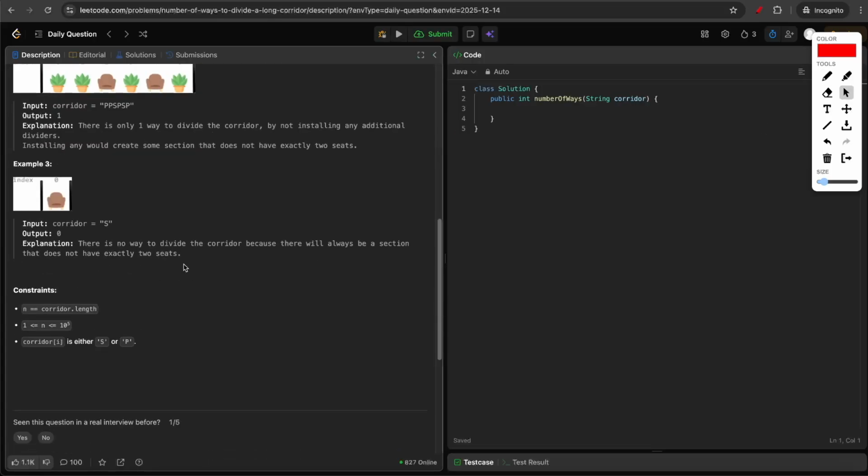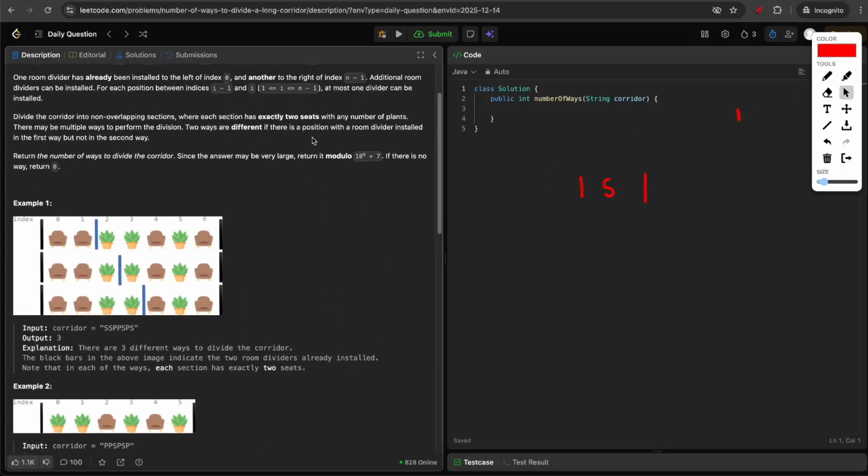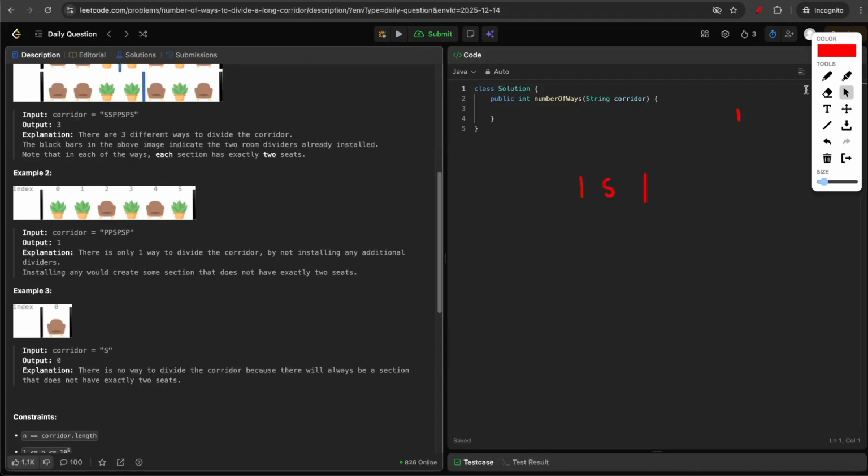Finally, let's look at the third input. In the third input, you just have a single seat, and there's a divider at the starting and ending. So here the number of seats is only 1. So this is a segment which has total number of seats equal to 1. So this seat count is not equal to 2. So it's an invalid configuration. And since the size is 1, you can't add any dividers anywhere. So it's not possible to divide it. So the output will be 0 for it.